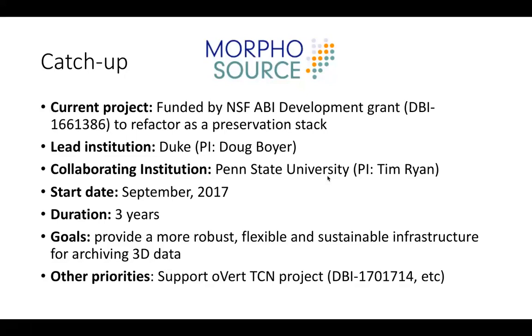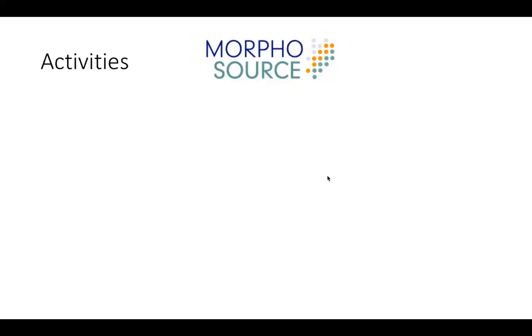Our other major priority at this time is to support the oVert TCN, and that grant came online at essentially exactly the same time as our ABI, so a lot of our activities over the last 8 months or so have been focused on that as well. So what are those activities?